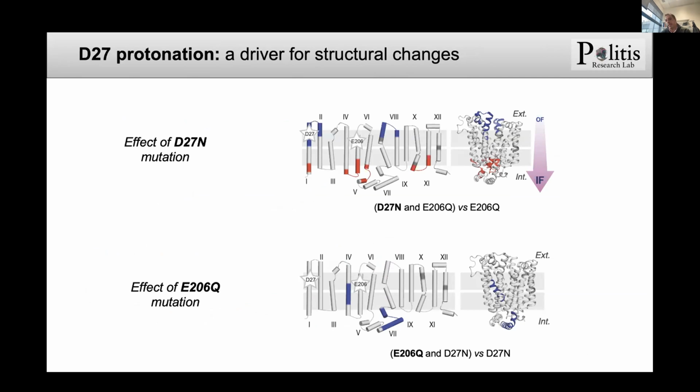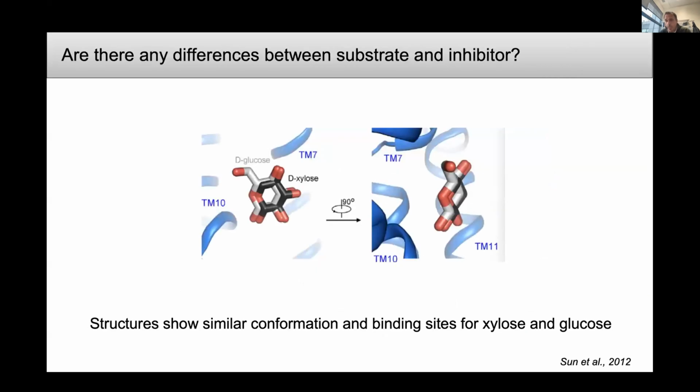We can go on further and see which specific mutant plays a role in driving these structural changes. Here we can show that with D27, when we compare the double versus the single mutant, there are clear changes towards the inward-facing conformation, whereas when we manipulate the 206 mutant, there are no such changes. What was more interesting in this study was trying to see whether there are any differences between substrates and inhibitors. There are crystal structures of XylE with substrate and inhibitor binding that show no major differences, pretty much the same binding site and the same conformation.